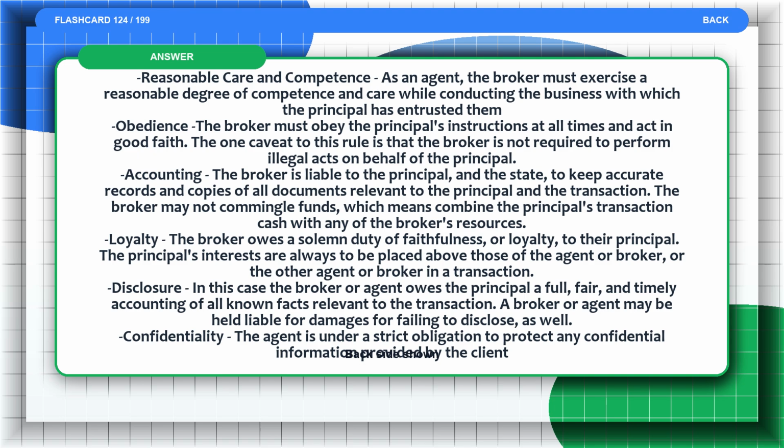Loyalty: the broker owes a solemn duty of faithfulness or loyalty to their principal. The principal's interests are always to be placed above those of the agent or broker, or the other agent or broker in a transaction. Disclosure: in this case, the broker or agent owes the principal a full, fair, and timely accounting of all known facts relevant to the transaction. A broker or agent may be held liable for damages for failing to disclose as well. Confidentiality: the agent is under a strict obligation to protect any confidential information provided by the client.